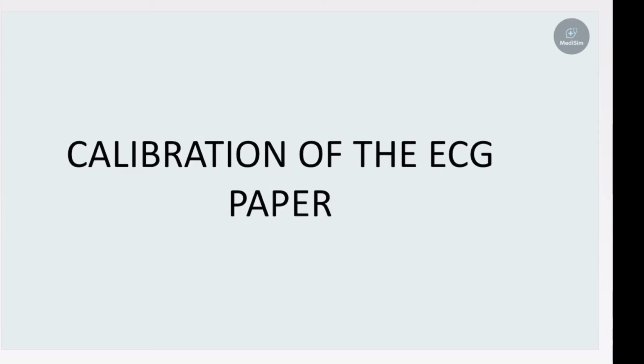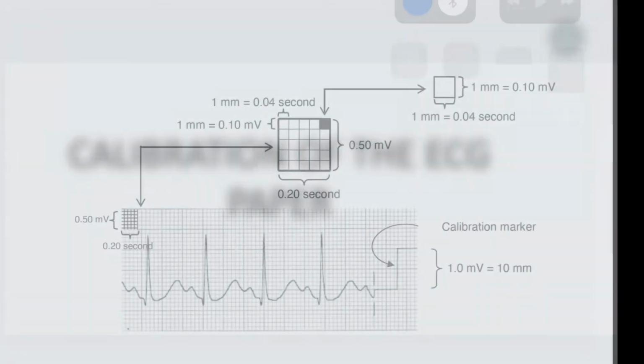Hi everyone. In this video we will be studying the ECG paper itself, the calibration of the ECG paper. By that I mean, especially in this video, we will see what 1 millimeter means in terms of width as well as height.